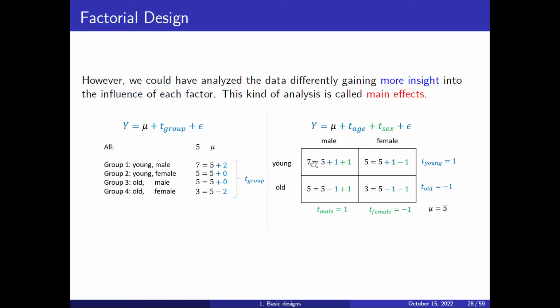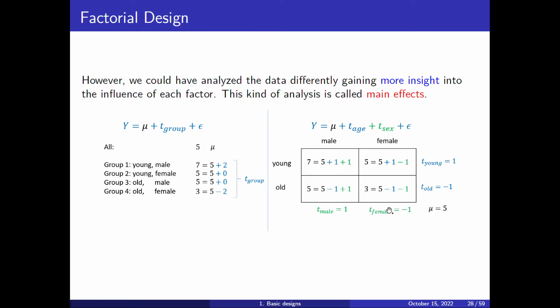Okay, so now when we have to explain this 7, we have a much better tool, because we can say, okay, this 7 is the overall mean plus something that depends on the age, that is +1 because you are young, and plus something that depends on the sex, that is +1 because you are male. So 5 plus 1 plus 1 is 7. And then for the female that you observe 5, now it is 5 plus 1 because you are young, -1 because you are female, and the same for all the other cells.